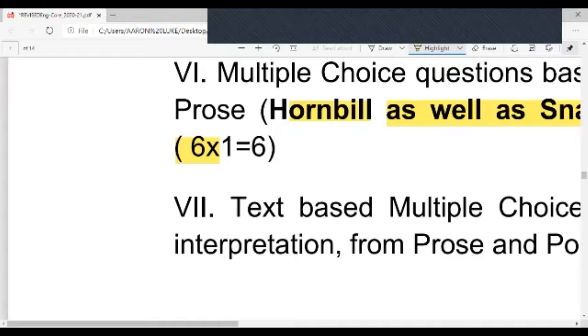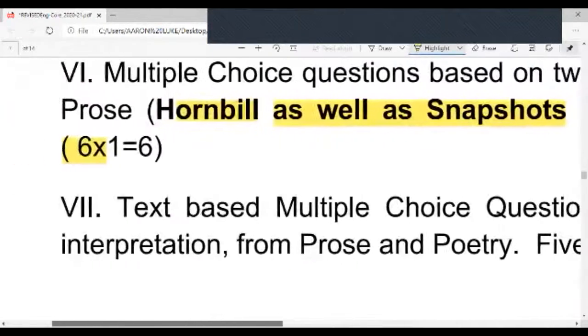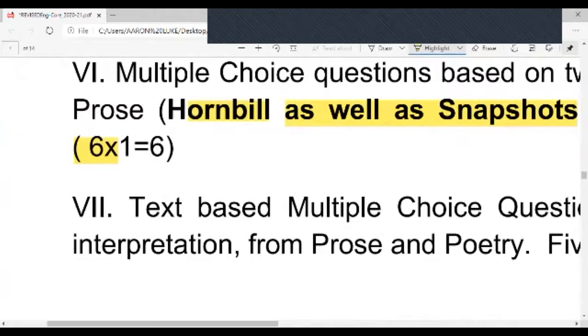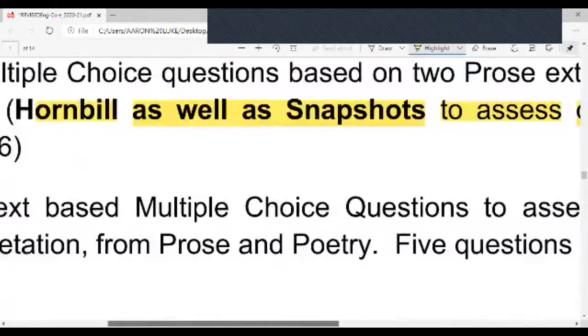So you have three multiple choice questions in your question paper, out of which you have to write any two from Hornbill or Snapshots. Three questions will be there per extract. So option number 1, option number 2, option number 3. How many questions can you expect from each extract? Three questions will be asked, of which you have to write any two extracts.